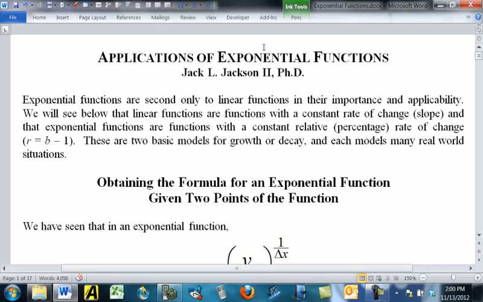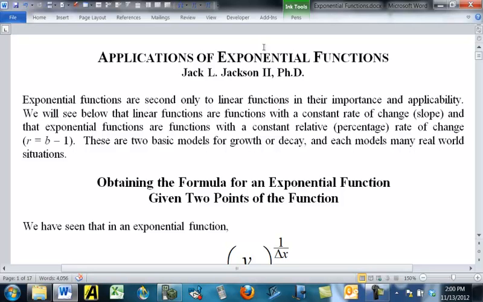Now we've already seen that linear functions are those functions that have a constant rate of change, that is a constant slope. And we're going to find out here in just a minute that exponential functions are those functions that have a constant relative rate of change, that is a constant percentage change. And this rate we're going to see is the base minus 1.